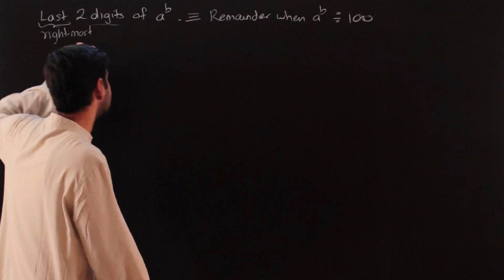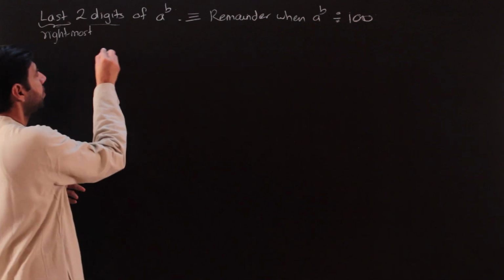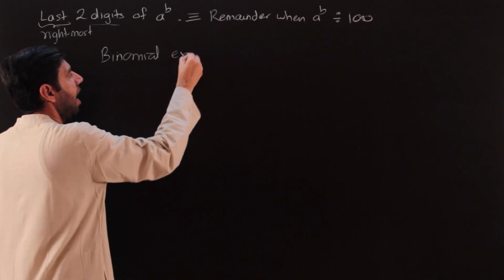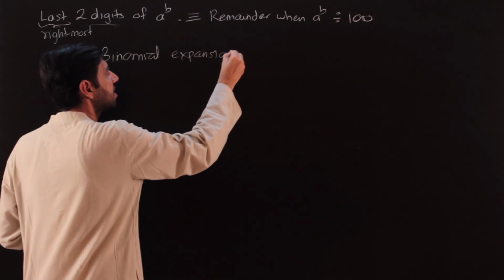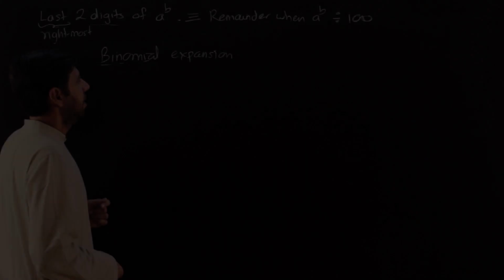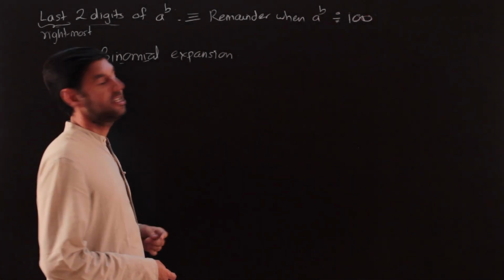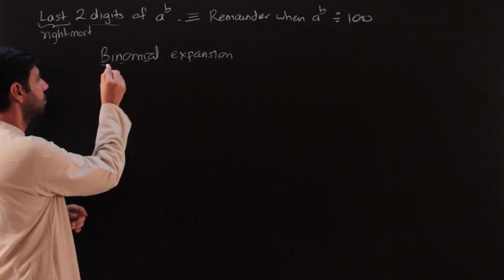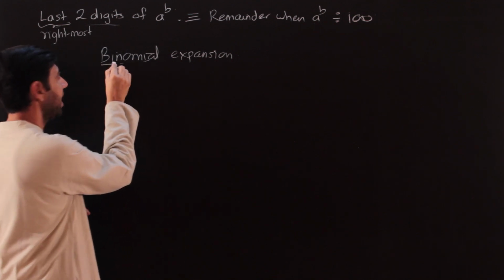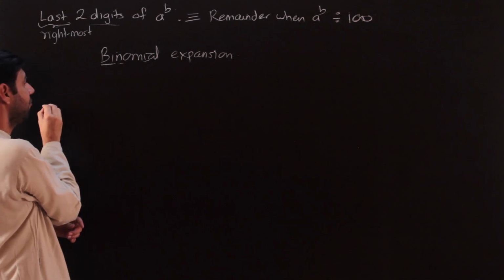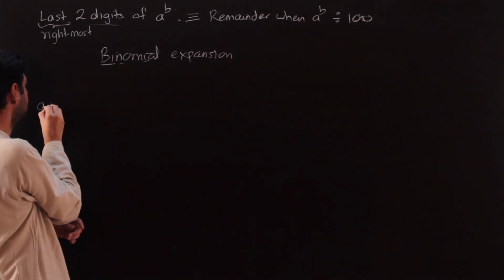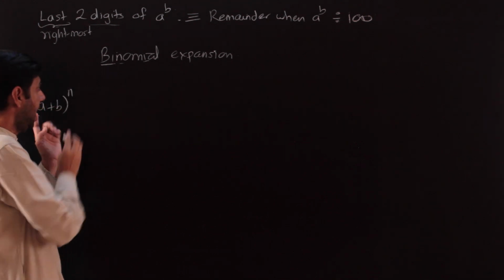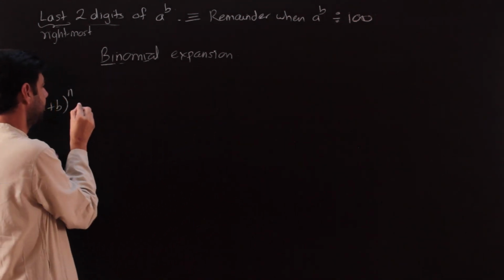To answer this, we need to be aware of the binomial expansion. So let me just briefly start with the binomial expansion. Binomial expansion may be new to a few students, so I'll be a little slow. Binomial, bi is for 2. So I would have two terms, a plus b raised to n. And this is what I'll be expanding.